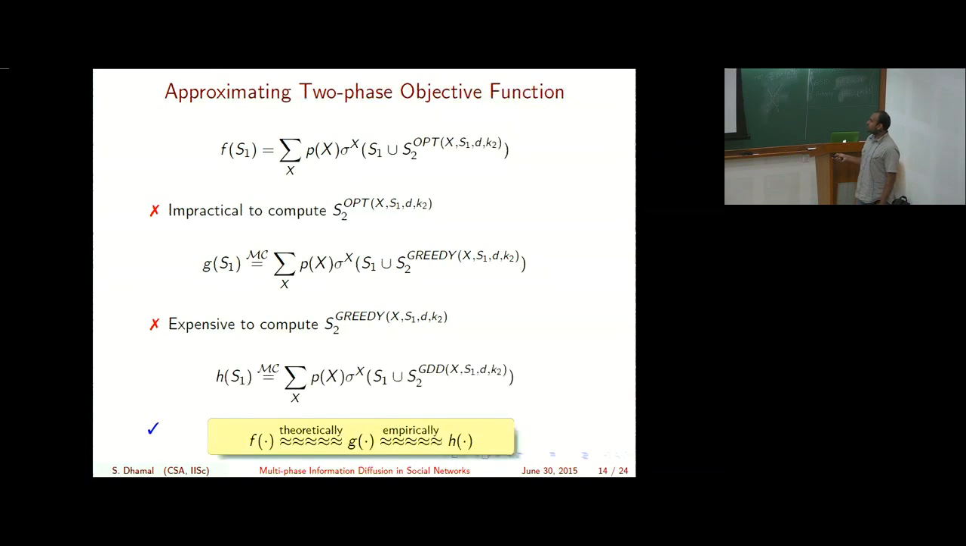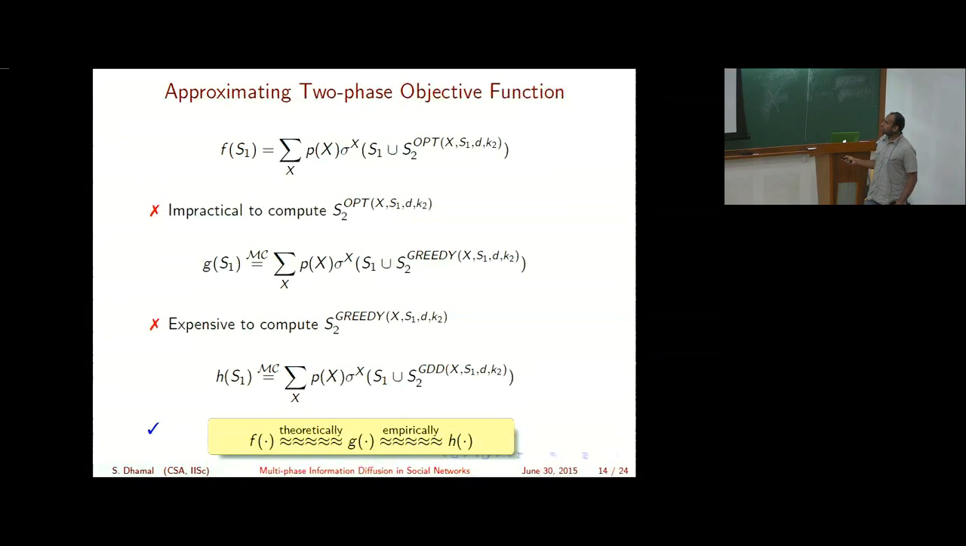So we propose this generalized degree discount algorithm. We use it for single phase influence maximization for the second phase. It performs 1,000 to 10,000 times faster than greedy, and the results are almost the same in terms of the expected influence spread. What we showed theoretically is that for this F and S, there is a theoretical guarantee. Again, the 63% still stays here.